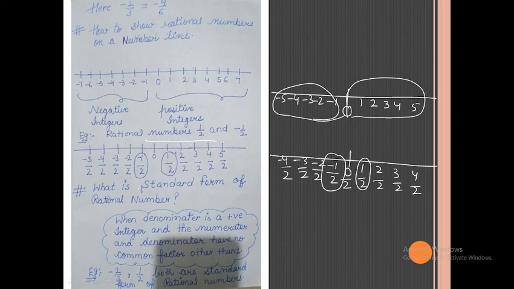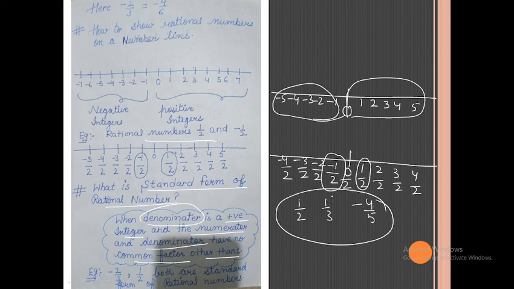Now I am going to discuss what is the standard form of rational numbers. When the denominator is a positive integer and the numerator and denominator have no common factor other than 1, like 1 by 2, 1 by 3, minus 4 by 5, these numbers are in standard form. But sometimes values are not given in standard form. Then we convert those values to standard form by reducing the number.